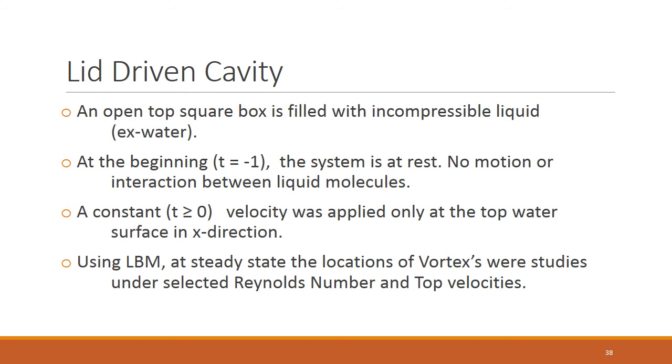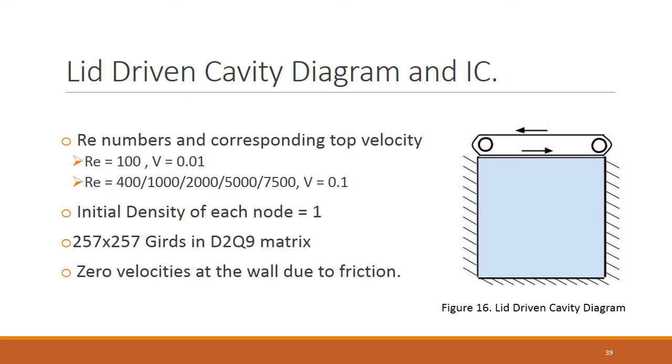So using the LBM, I'm going to see where the vortex is going to show up in this water if I make a cross section of it. A vortex is like a curve, a round motion. If you look at the picture on the right, Figure 16, I have water filled all the way to the top of the bucket, and at the top I have something like a treadmill or a belt. It's rotating constantly and disturbing the system.